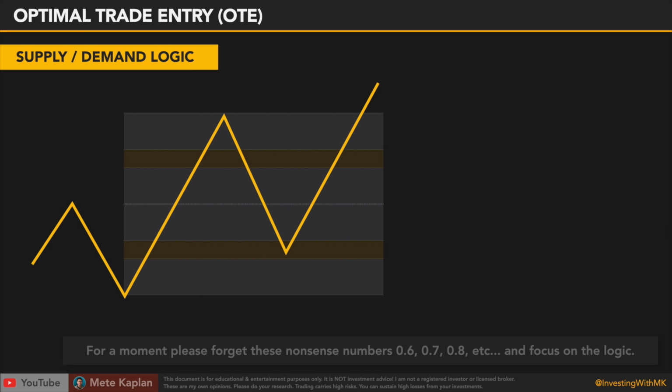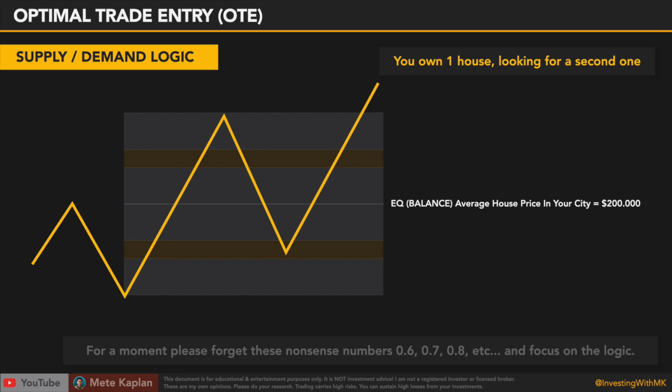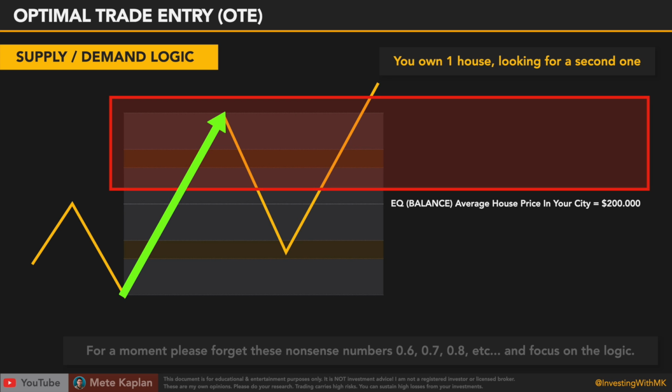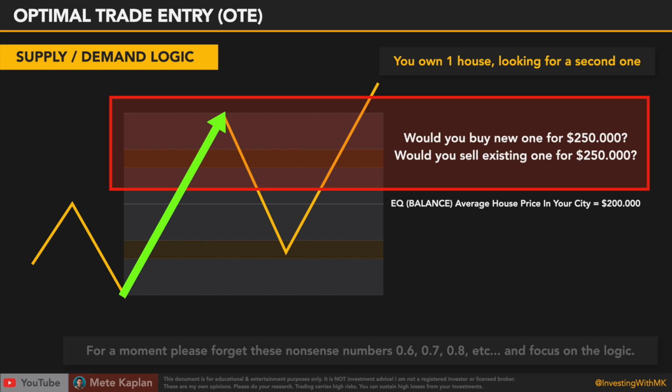I want you to imagine your city, and in your city, the average house price is $200,000, and you have one house already, and you are thinking of buying a second house. And now interest rates drop, house prices suddenly jump. The average house price suddenly jumps from 200K to 250K. Now, would you buy a new one for $250,000, or would you sell your existing one for $250,000? I leave the answer to you.